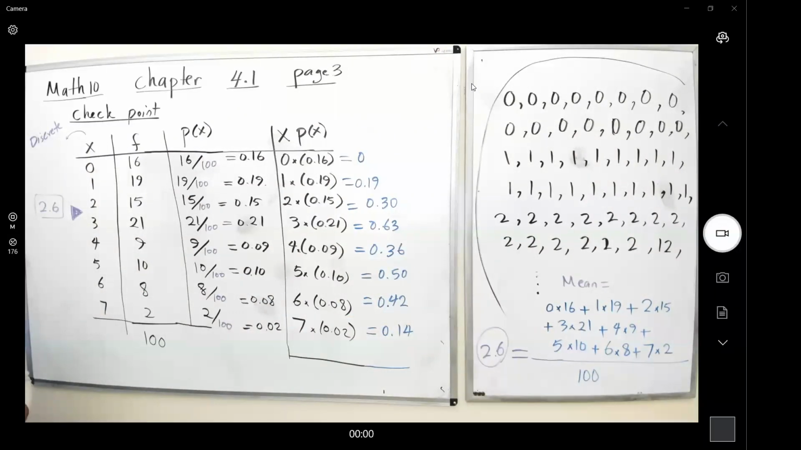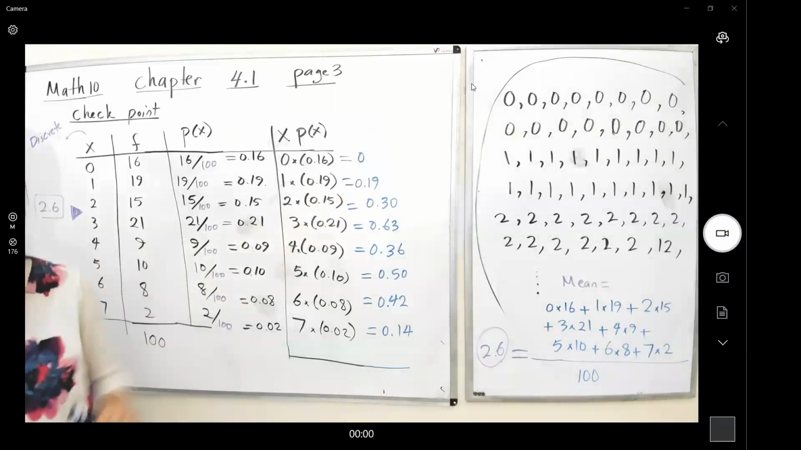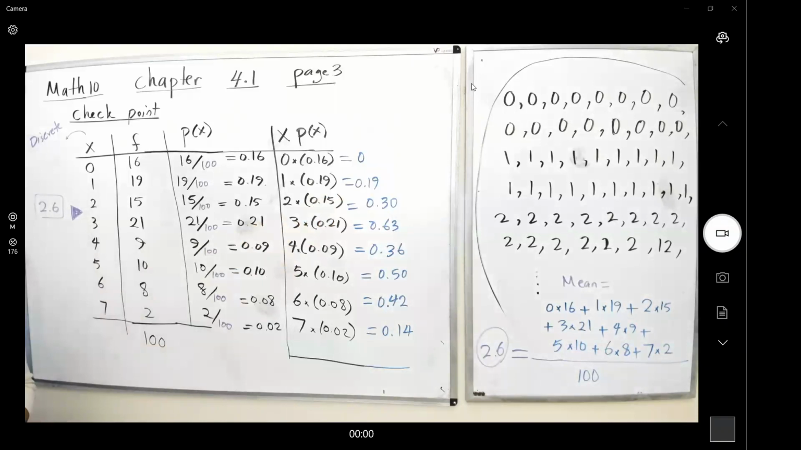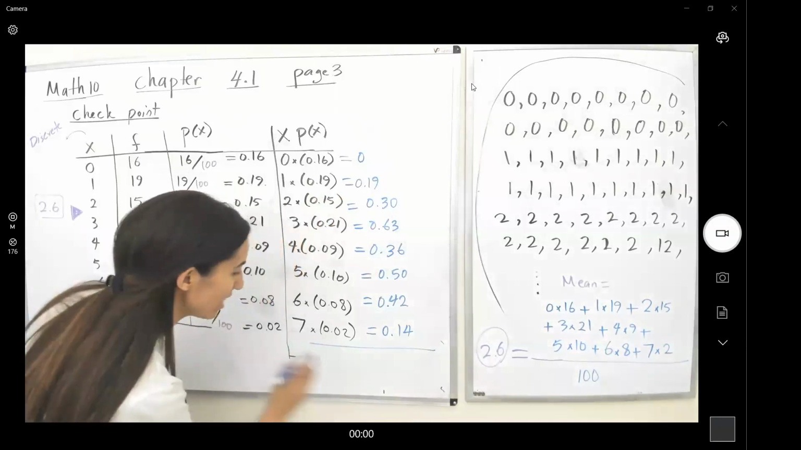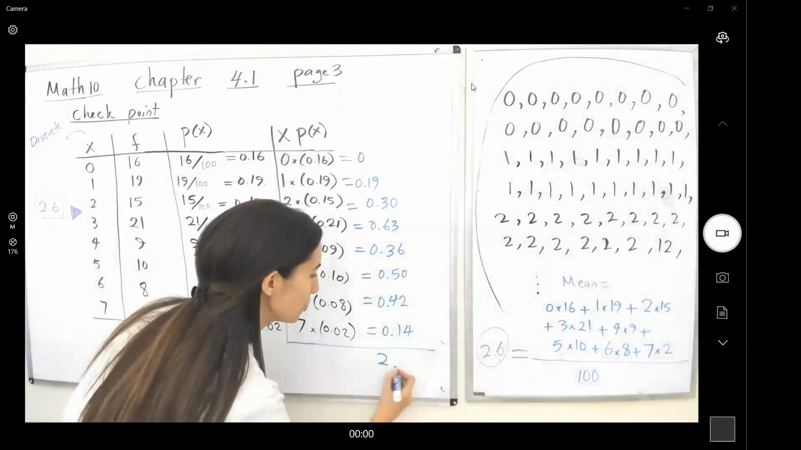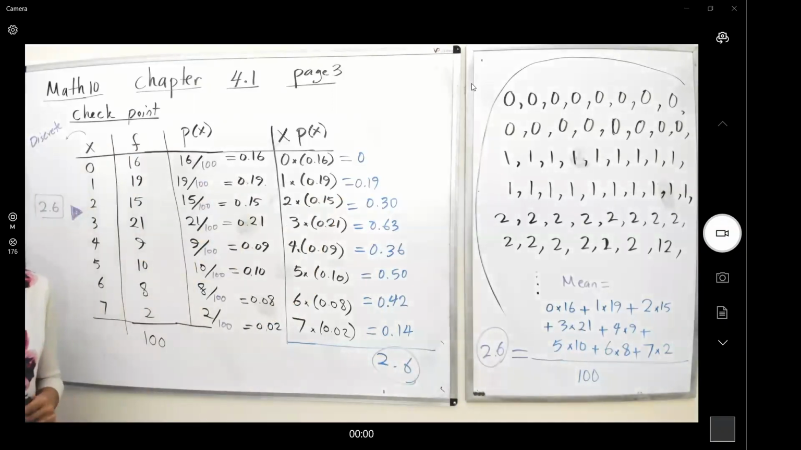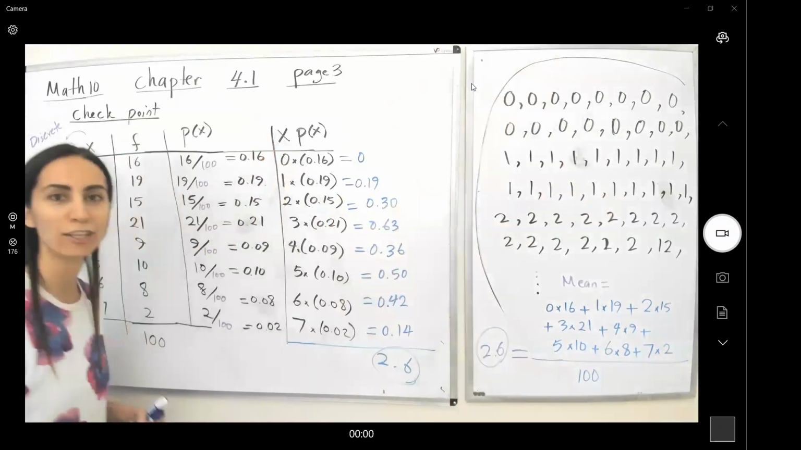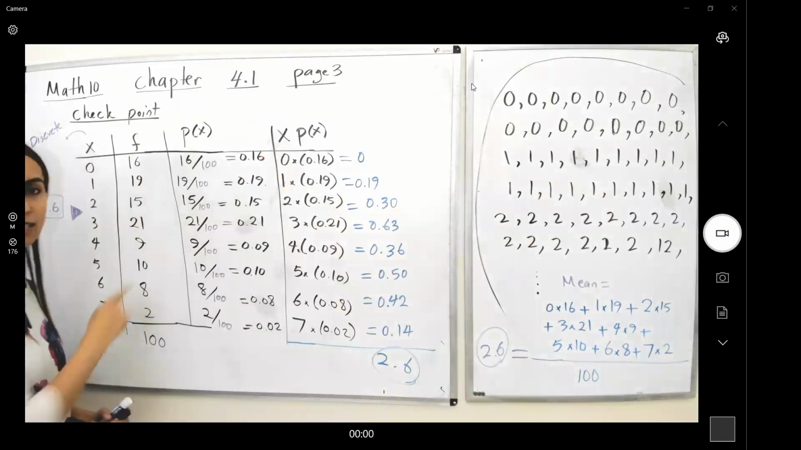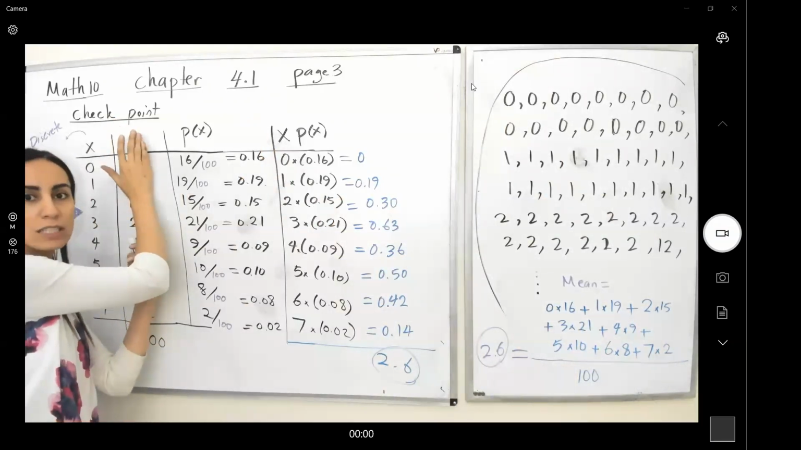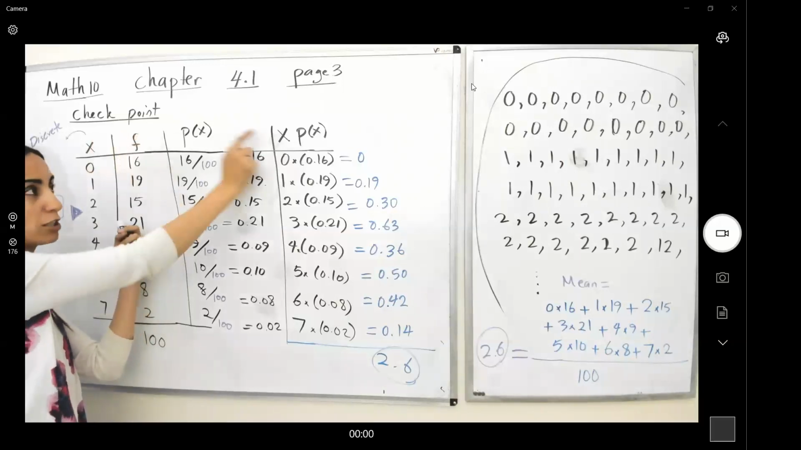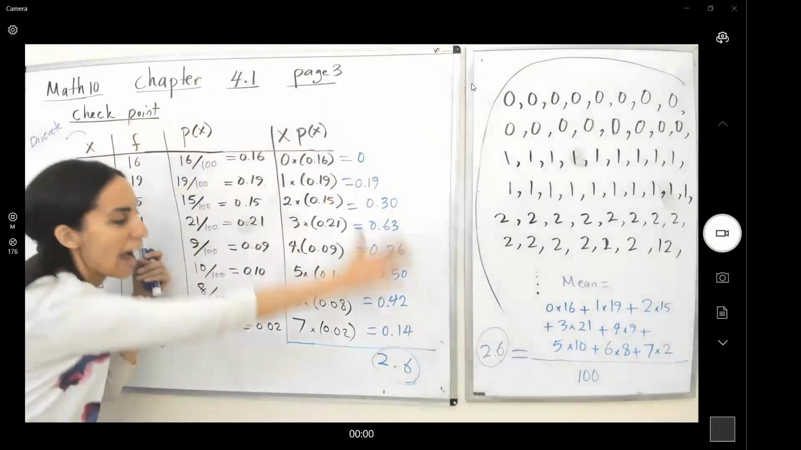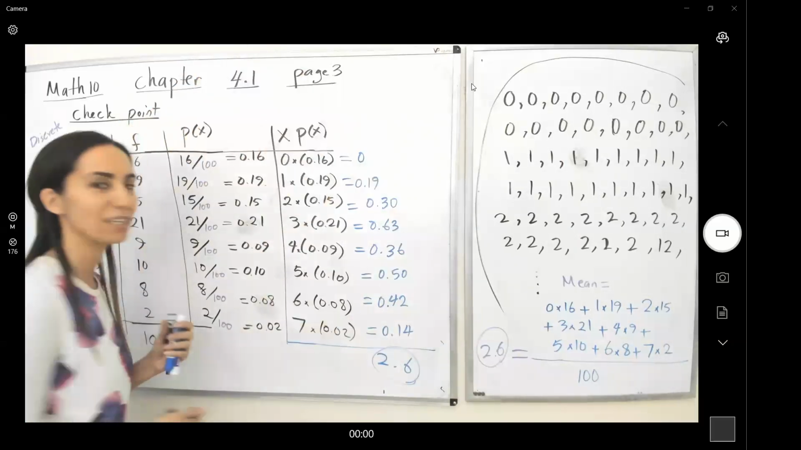2.6. You get the exact mean, which is 2.6. So, if you have the actual data, you can find the mean. If the frequency is missing and you only have your x and p of x, you multiply each x by p of x and add them all together to get the mean.